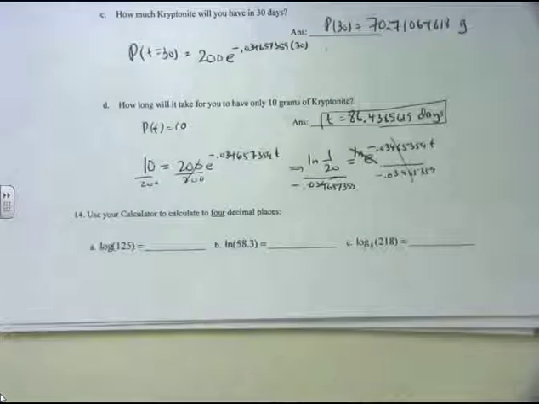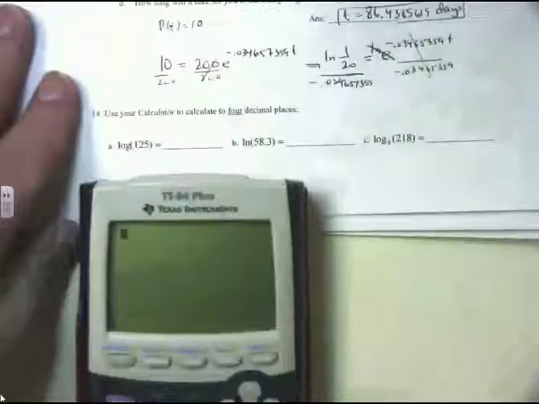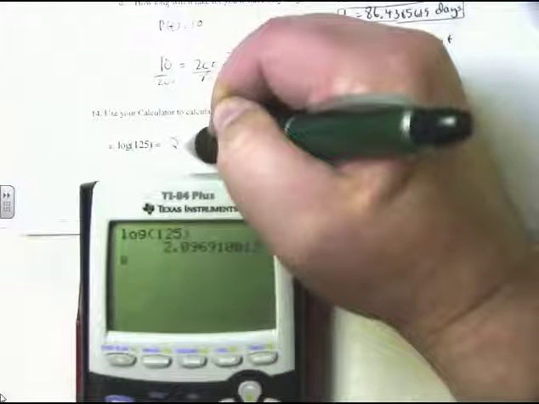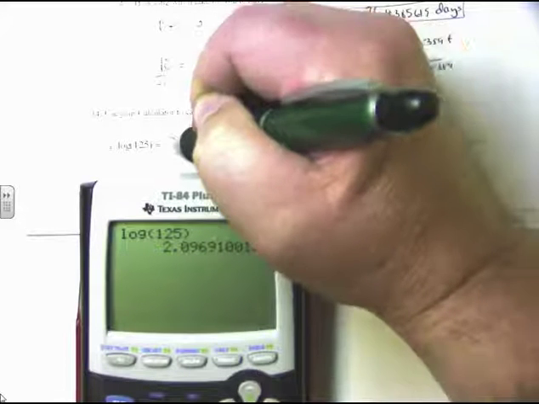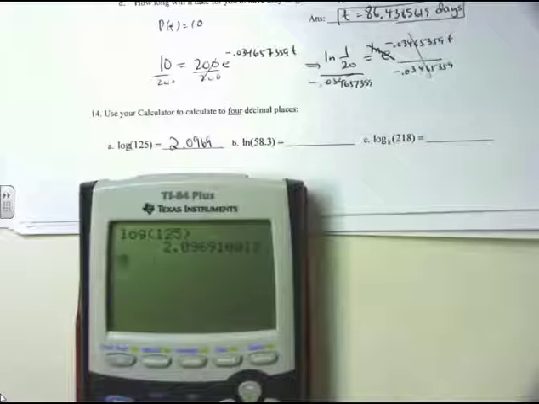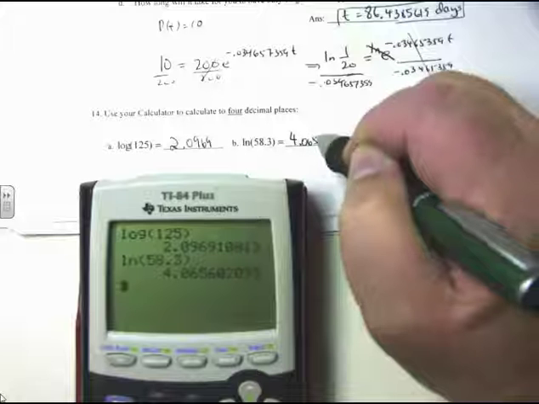This again is another one of these calculator problems here. All I wanted you to do was 4 decimal places. What is the log of 125? That's understood to be base 10, getting used to your calculator. Log of 125 is 2.0969, 4 decimal places. What's the natural log of 58.3? Natural log of 58.3 is 4.0656.